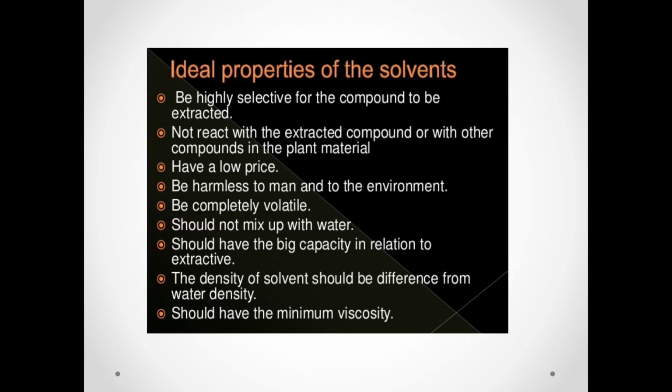The next point is the ideal properties of the solvents. The solvent should be highly selective to the compound to be extracted. Second, it should not react with the extracted compounds or with the other compounds in the plant material. It should have a low price, that means low cost. It should be harmless to man as well as the environment. It should be completely volatile. It should not mix with water. It should have a big capacity in relation to the extractive. Then the density of the solvent should be different from the water density and it should have minimum viscosity.